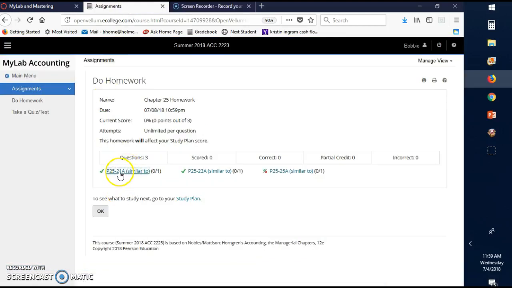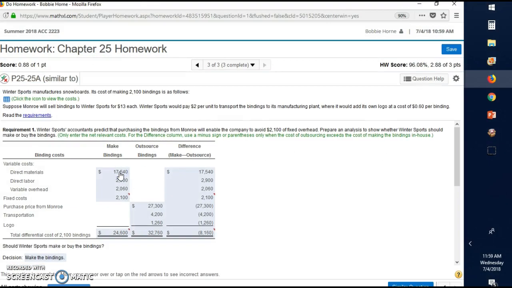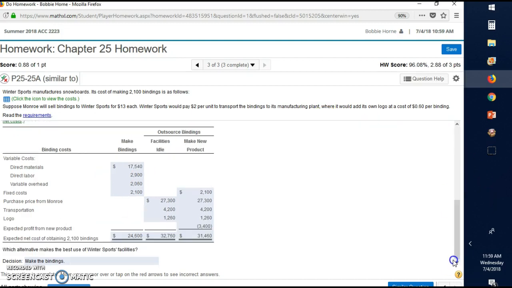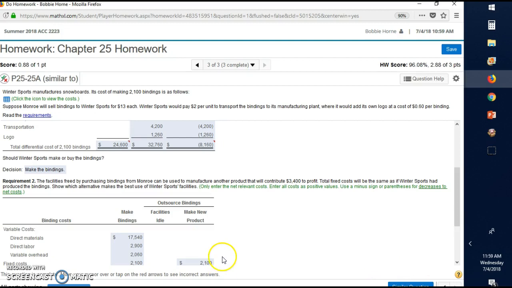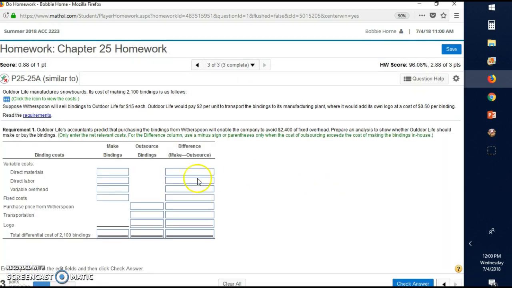Okay, we're going to look at chapter 25 homework, and I just wanted to go over these problems with you to help you get a better understanding of how to work these. So I'm going to click on a similar question and just kind of work one with you. Here, this is Outdoor Life.